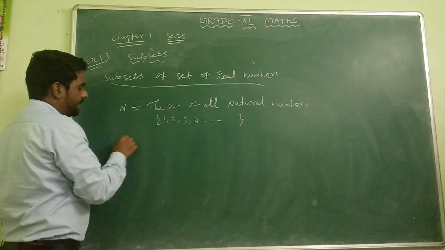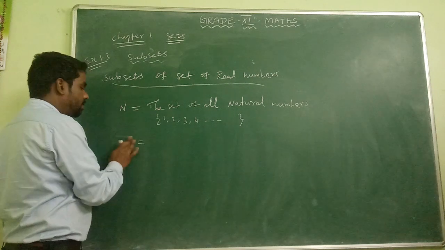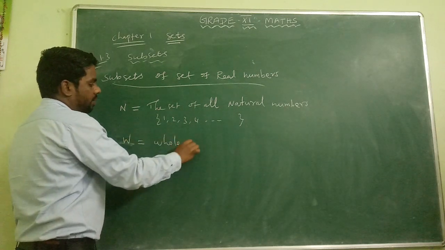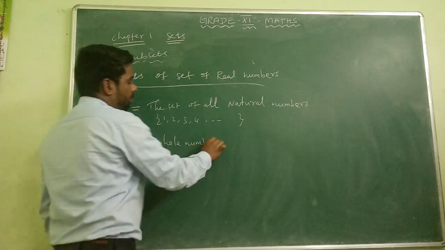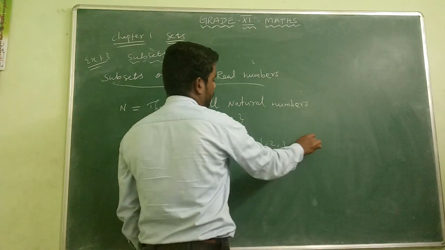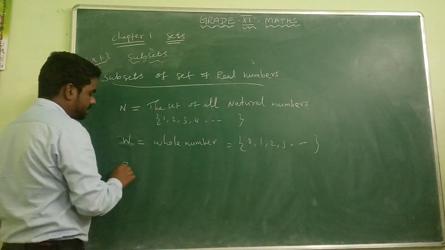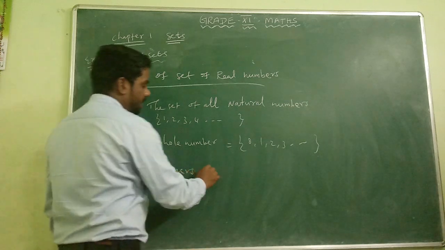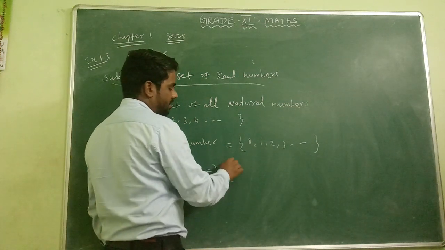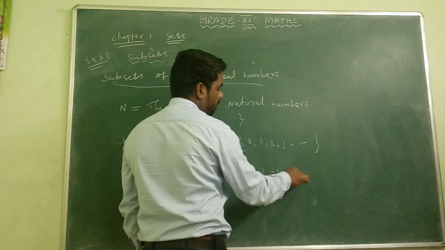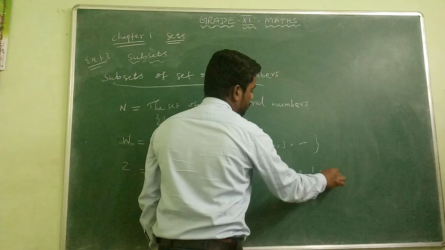And W is the set of all whole numbers. Whole numbers mean 0, 1, 2, 3 and so on. And Z is the set of all integers. Integers mean the set of negative numbers, -3, -2, -1, 0, 1, 2, 3 and so on.